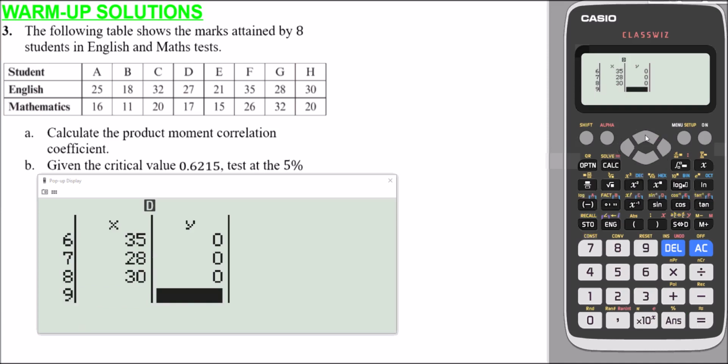Then scrolling back up now. This one, corresponding score for this student who scored 25 in English, they scored 16 in maths. Then we've got 11, next one's 20, then 17, after 17 we've got 15, then 26, 32, and finally 20. Press equals.